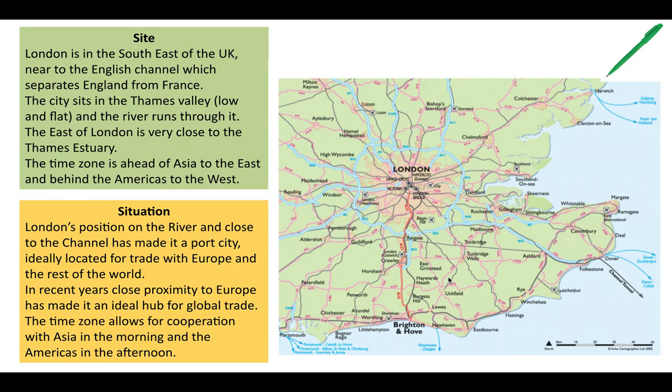So the east of London is very close to the Thames estuary. If we consider the M25, which is this lovely ring road that surrounds London, which I'm sure many, many people hate, it is actually very, very close to the Thames estuary.